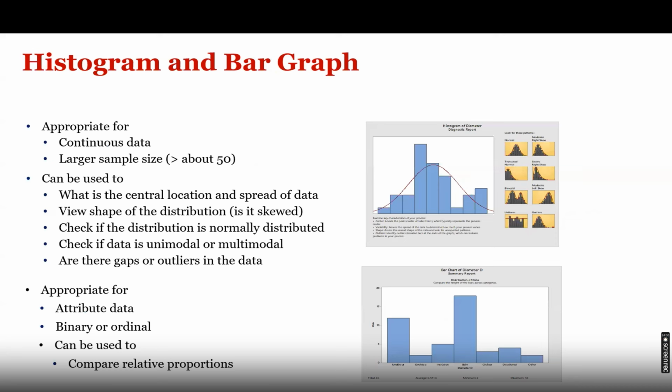Histogram and bar graph, these are part of intermediate graphical analysis. Both histogram and bar graph actually show bars. Okay, but there is a difference. Histogram is ideally done with continuous data. It also shows additionally whether my data is normal or not.